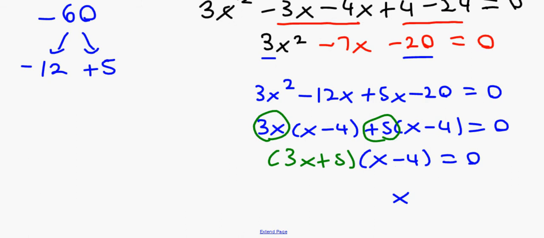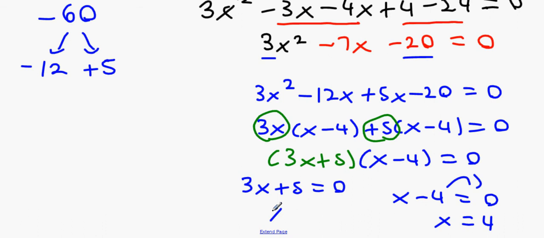X minus 4 equals 0. Bring out a 4, x equals 4. Or we're going to get 3x plus 5 equals 0. 3x equals minus 5, and therefore x is minus 5 over 3.